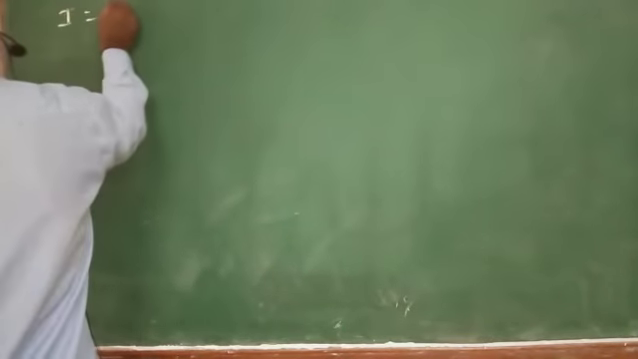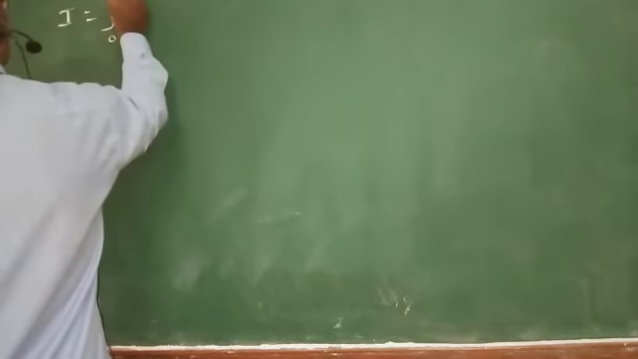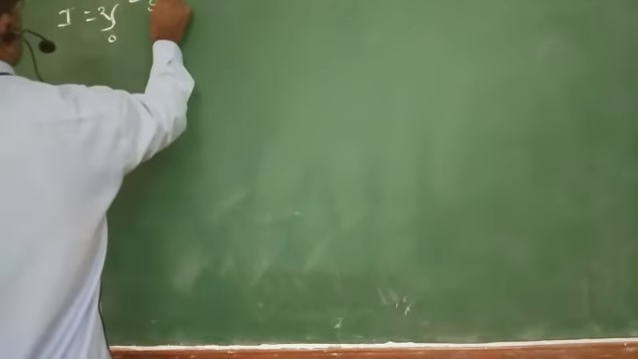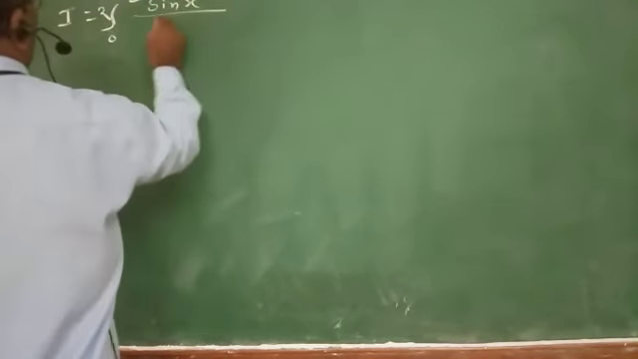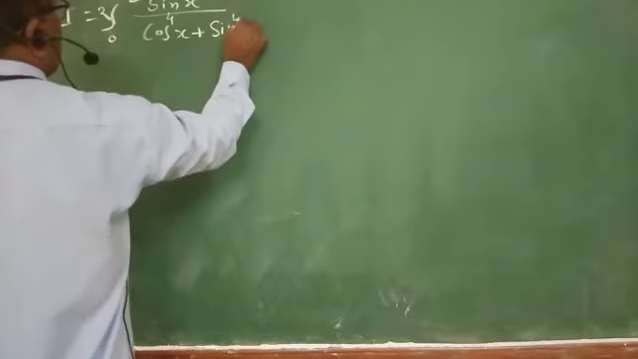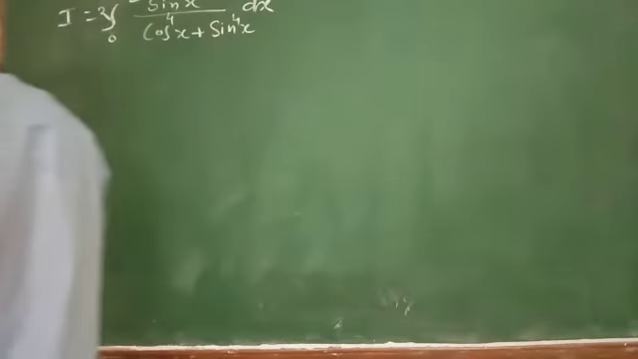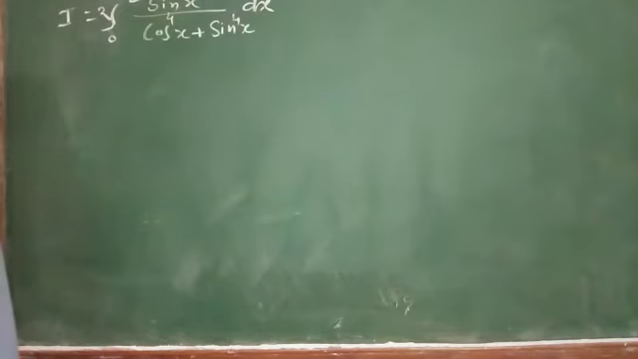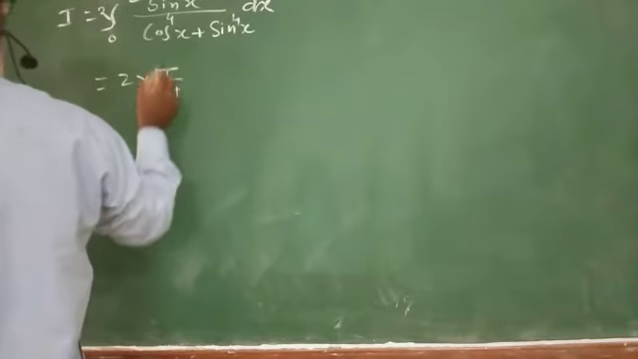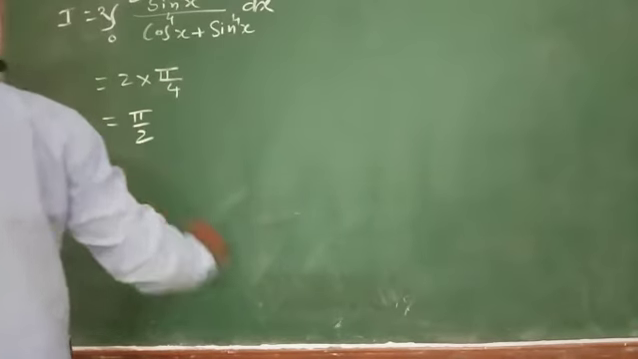This is an even function, that is I equal to 2 times integration 0 to pi by 2 of sin raised to 4x upon cos raised to 4x plus sin raised to 4x dx, that is equal to 2 into pi by 4 equal to pi by 2.